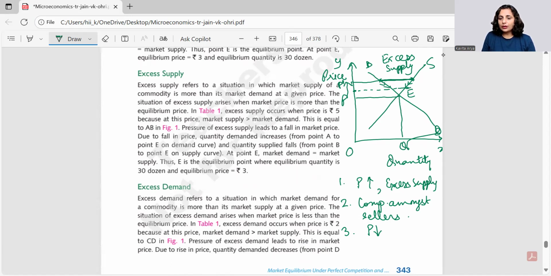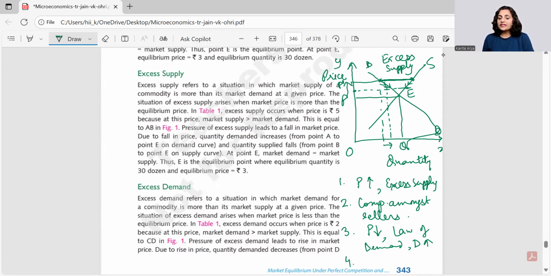So the law of demand and law of supply will come into picture, right? So with the fall in the price, as per the law of demand, what would happen? The demand would rise, right? It would lead to expansion. So see, from this point, earlier the demand was here. Now, because of the fall in the price, the demand has risen from this level to this level, right?